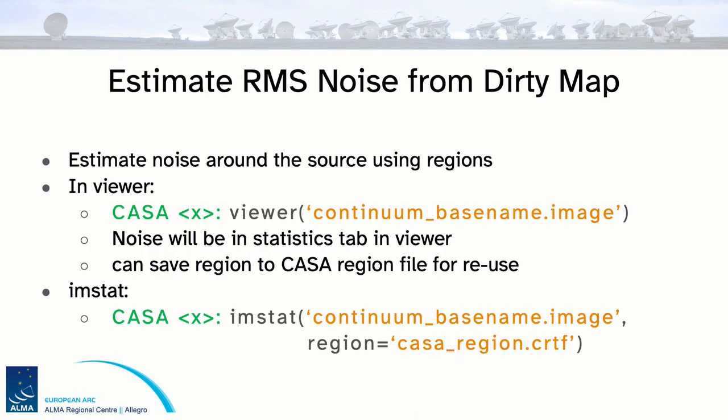We can estimate the noise of our data from this dirty image either in the viewer or in the terminal using MStat. Since we want to exclude source emission when estimating the RMS noise, we should use a CASA region that avoids the source. It is easiest to create a CASA region within the viewer, but again, this can also be done in the terminal. CASA regions can then be input into the MStat command for calculating image statistics.